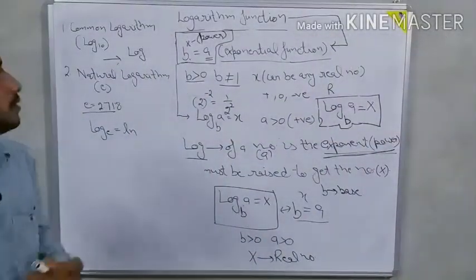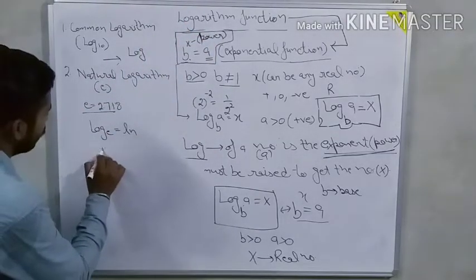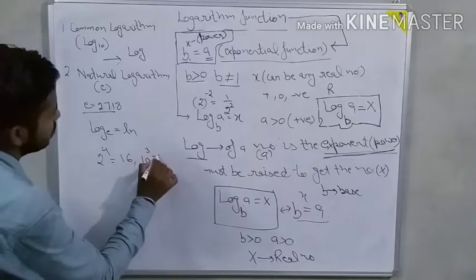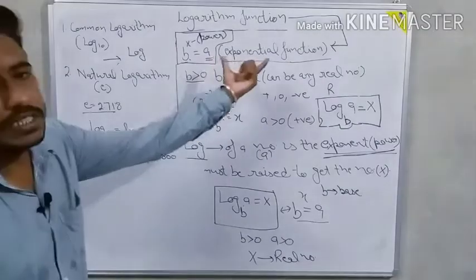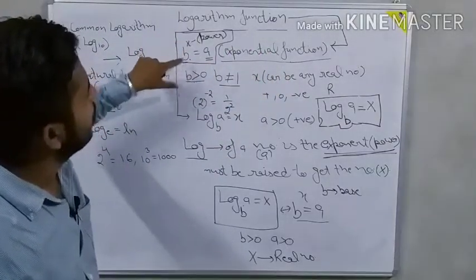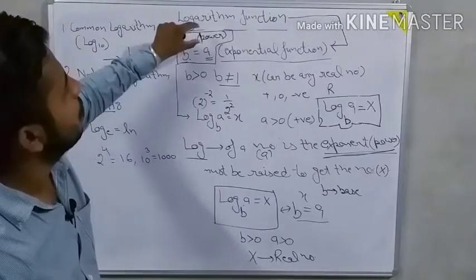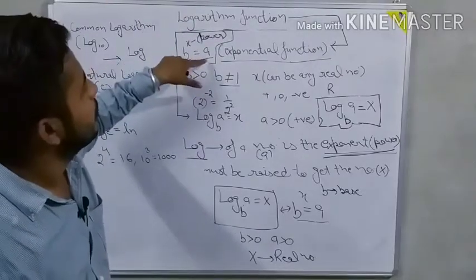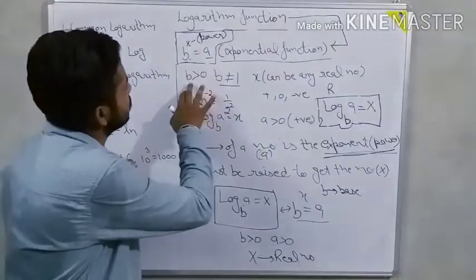So before starting logarithmic function, all of us know that 2 raised to power 4 is 16 and 10 raised to power 3 is 1000. Now these types of functions are called exponential functions, like b raised to power x. Here b is any constant and it is called the base, and x is the power or exponent and it is our answer.